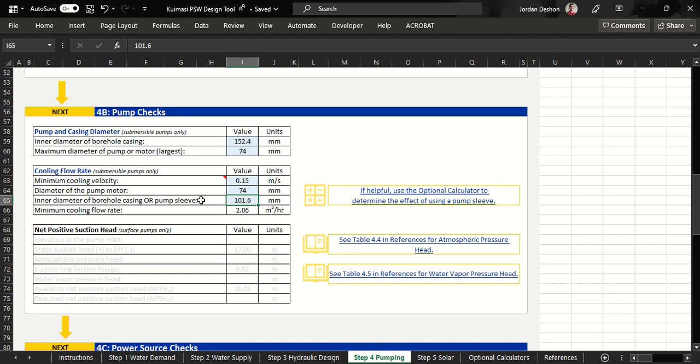So we can see here the design engineer has entered an inner diameter of the borehole casing or pump sleeve. These two values are different, indicating that there will be a pump sleeve used. And then that achieves a minimum cooling flow rate of 2. So that means this is the lowest speed that the pump should be operating at, is 2 cubic meters per hour.